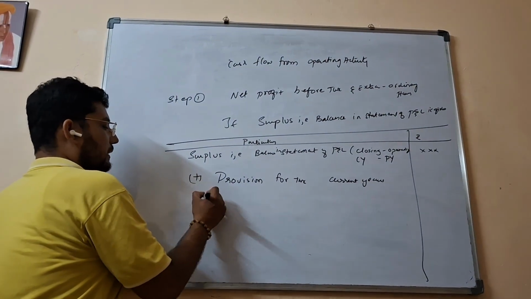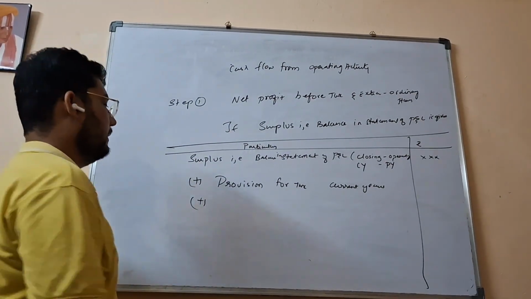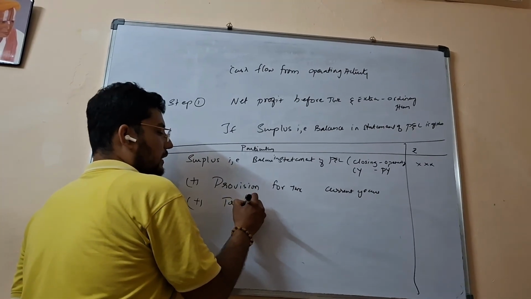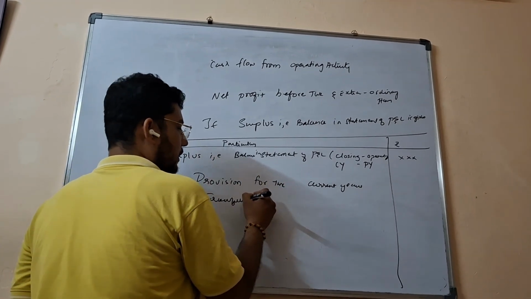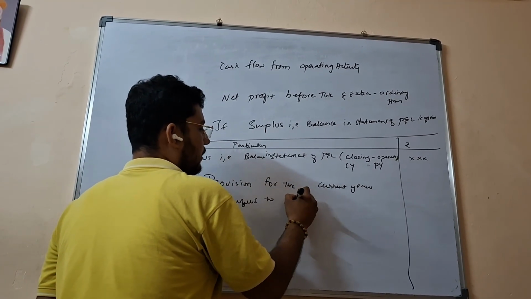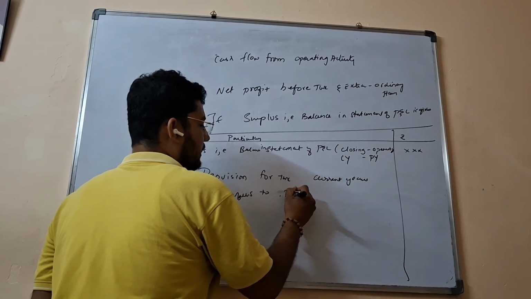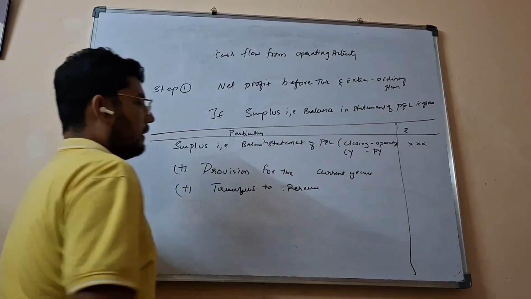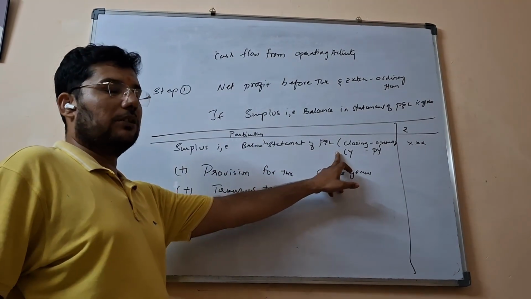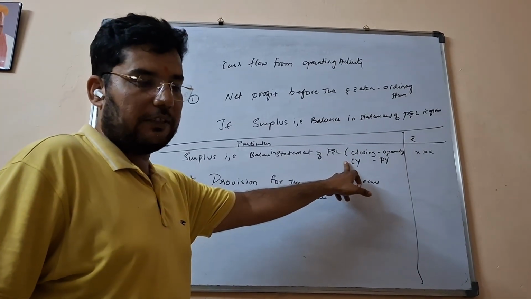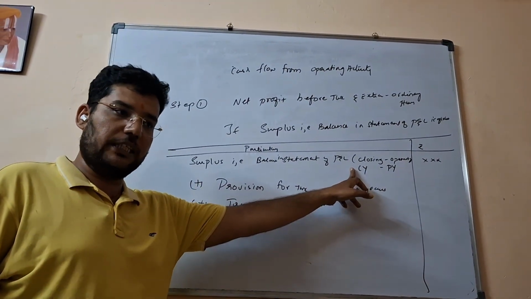Next, plus transfers to reserve. Now I told you, transfers to reserve. Sometimes what will happen is, you will be given surplus that is balance in statement of P&L and notes to account. So whenever balance sheet is given, notes to accounts will be given.